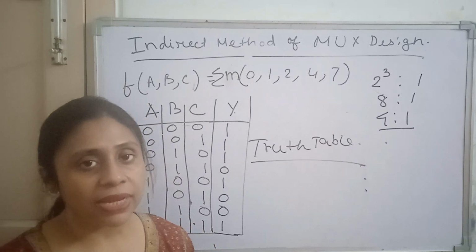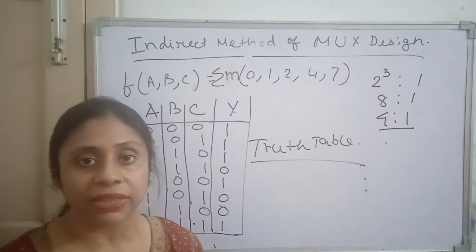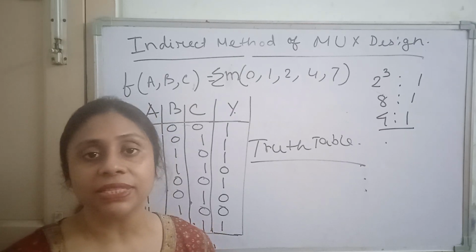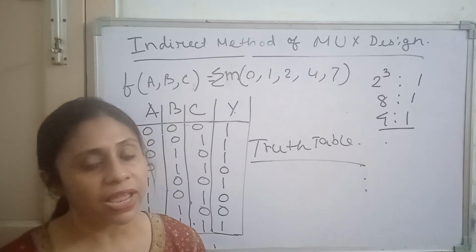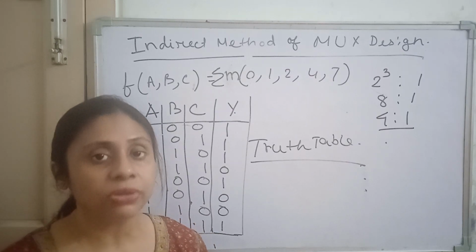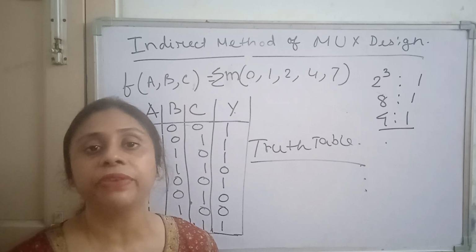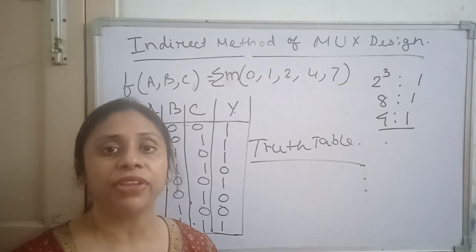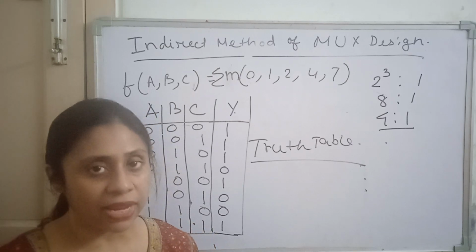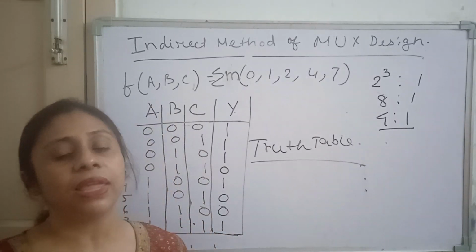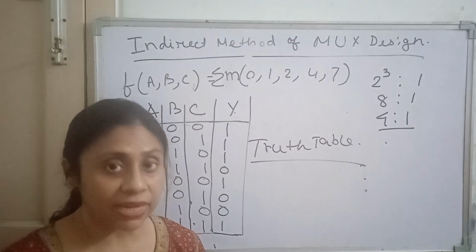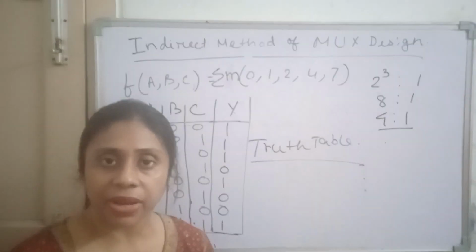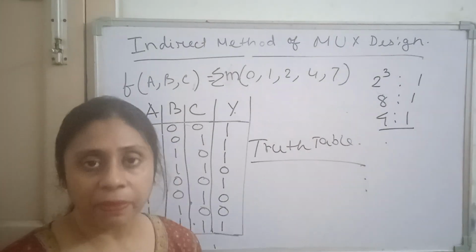While designing a multiplexer using the indirect method, we have an additional step, that is the implementation table. After the truth table, this is not required when we are designing the multiplexer in the direct method. This is required only in the indirect method. This is the second step of the indirect method of multiplexer designing after the truth table. So how to do the implementation table?